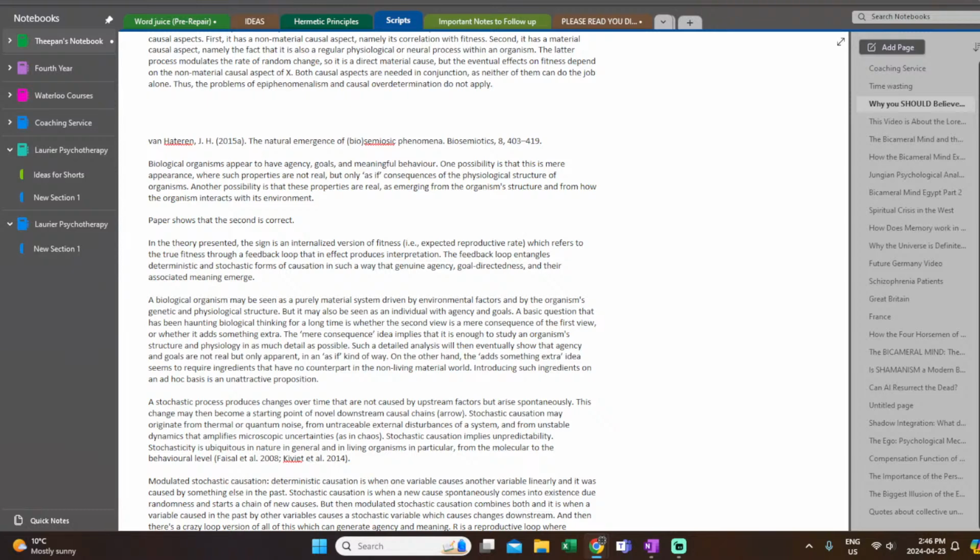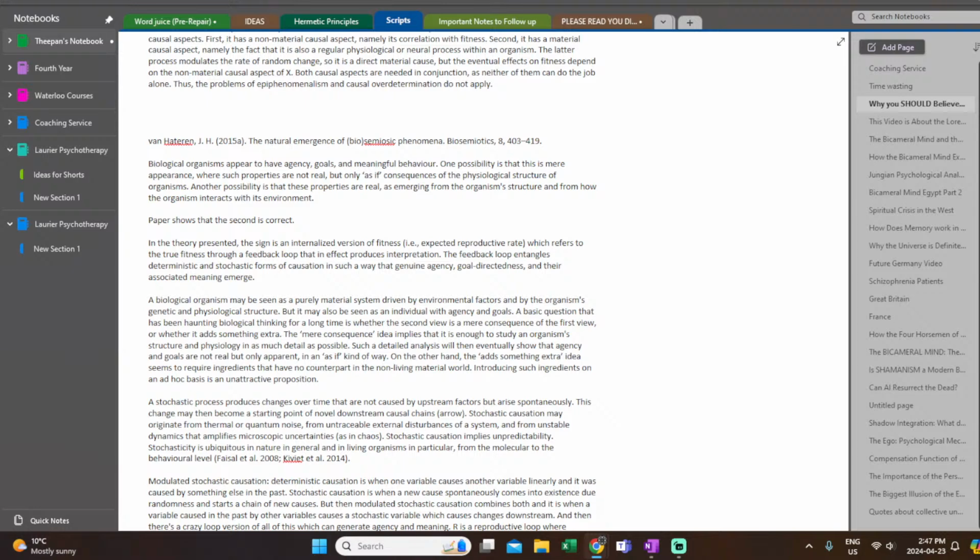Let's continue. Biological organisms appear to have agency, goals, and meaningful behavior. One possibility is that this is mere appearance, where such properties are not real, but only as if consequences of the physiological structure of organisms. So you might see an organism and think, it wants food, and so it has agency, but that sense of agency could just be the result of physical processes just taking place, and it just looks like agency. So it's just our interpretation of what an animal does rather than the real causes behind that animal's behavior. But another possibility is that these properties are real, emerging from the organism's structure and from how the organism interacts with its environment.